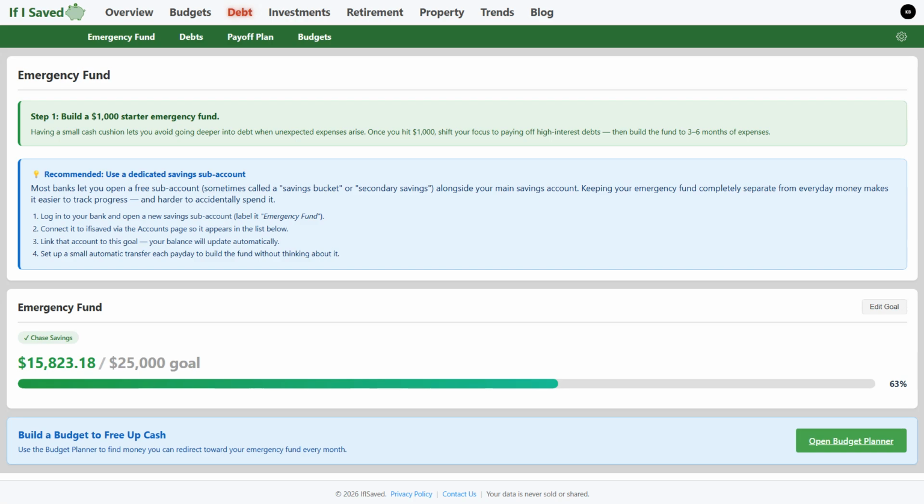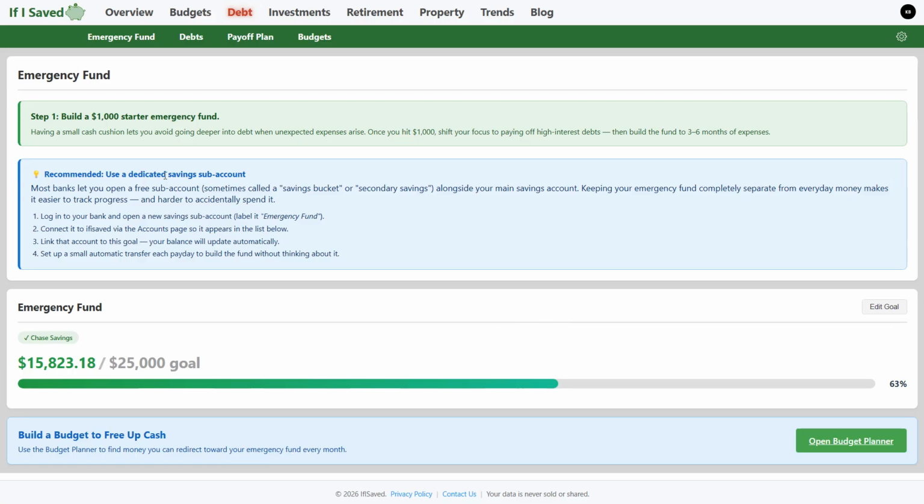Today I'm going to go over the debt page on our application on FISave.com. Hopefully this is a quick little video that will show you a little bit of the functionality that we have here and what it can do for you in helping you pay off your debts.